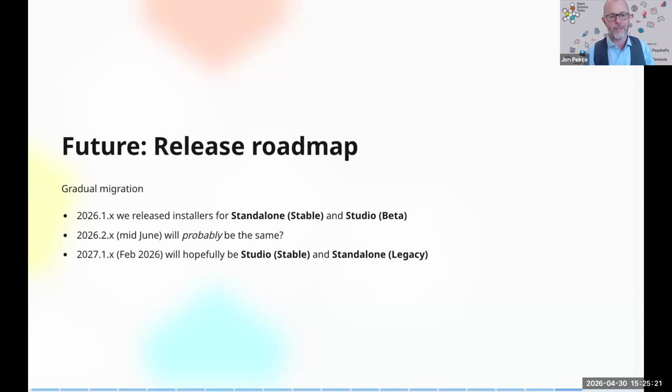And at some point in the future, possibly, Feb 20. Well, that's a typo. We're not going to release 27.1 in Feb 2026. But yeah, when we release that one, possibly at some point we'll start calling standalone legacy. We're intending still to release the standalone releases for a couple of years, or a year or two, depending on how fast we think Studio matures.